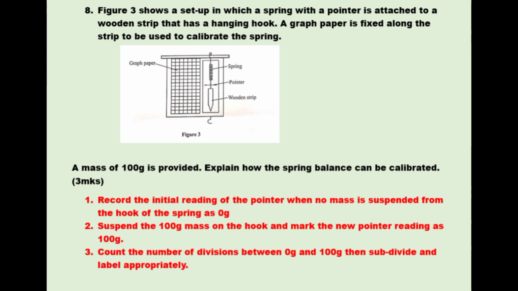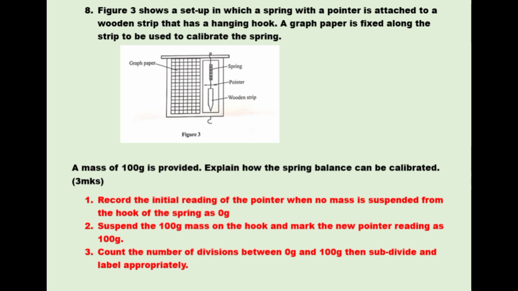So the first procedure, the first step: record the initial reading of the pointer when no mass is suspended from the hook of the spring as 0 gram. Step 2. Suspend the 100 gram mass on the hook and mark the new pointer reading as 100 gram.